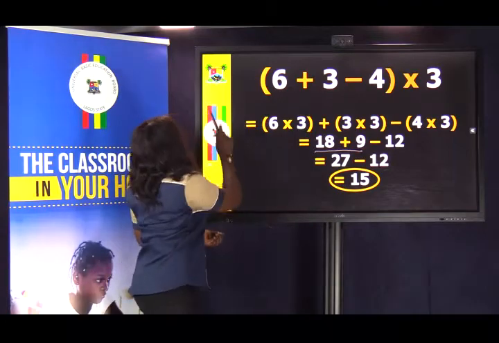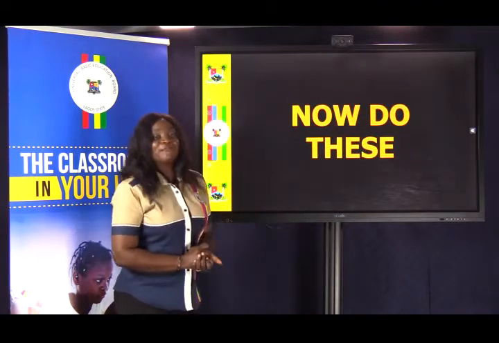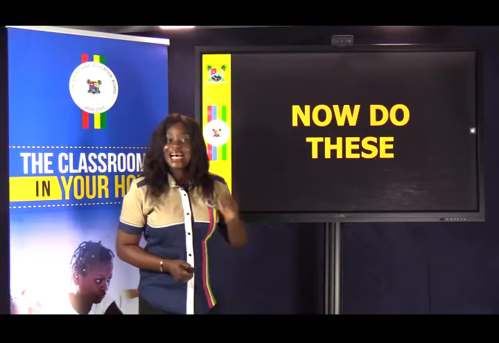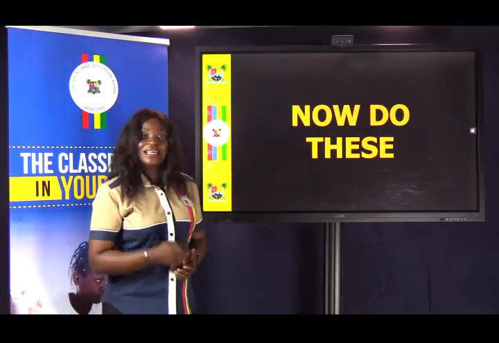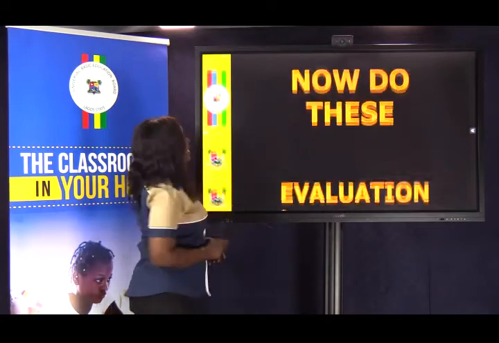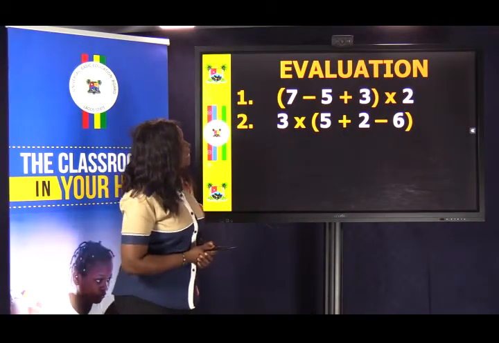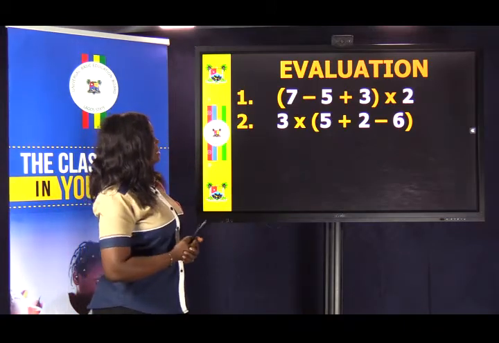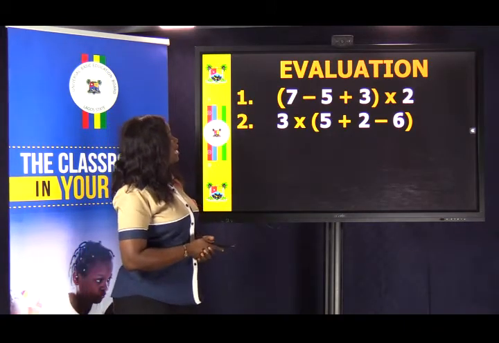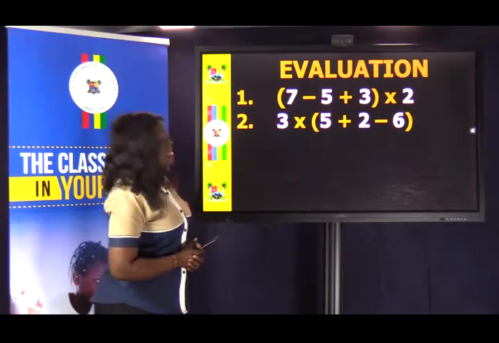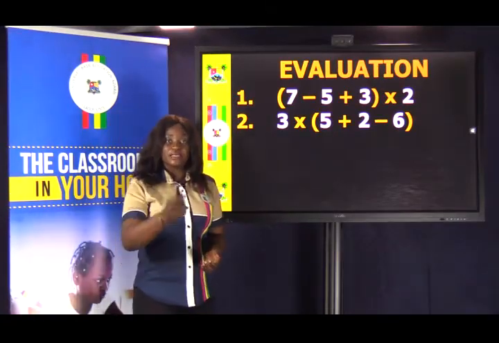Yes, and now it's time to do this. How well have you been focusing and listening attentively? Show me by scoring everything in today's evaluation question. Open bracket, 7 minus 5 plus 3, close bracket, times 2. 3 times, open bracket, 5 plus 2 minus 6, close bracket. Attempt this in 1 minute 30 seconds and your time starts now.